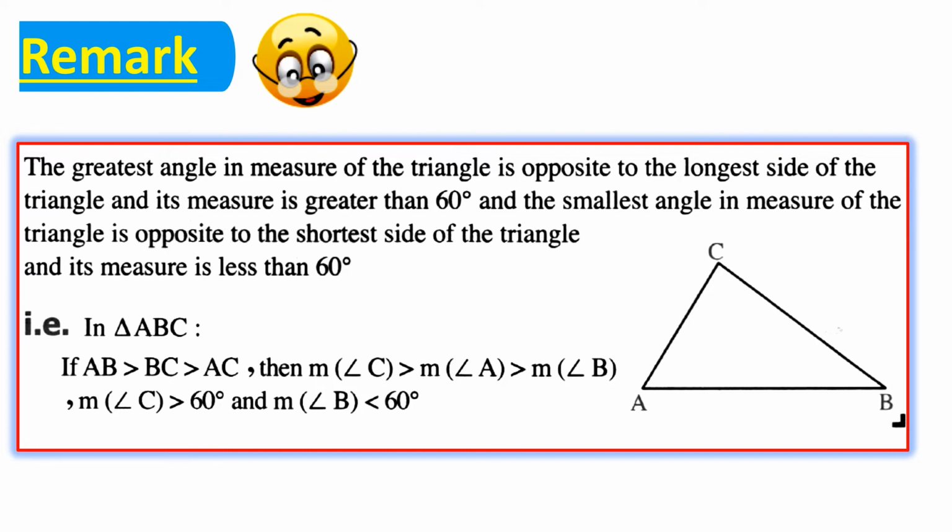In the triangle, AB is greater than BC, which is greater than AC. Then the measure of angle C is greater than the measure of angle A, which is greater than the measure of angle B. And the measure of angle C is greater than 60. The measure of angle B also is less than 60 degrees.